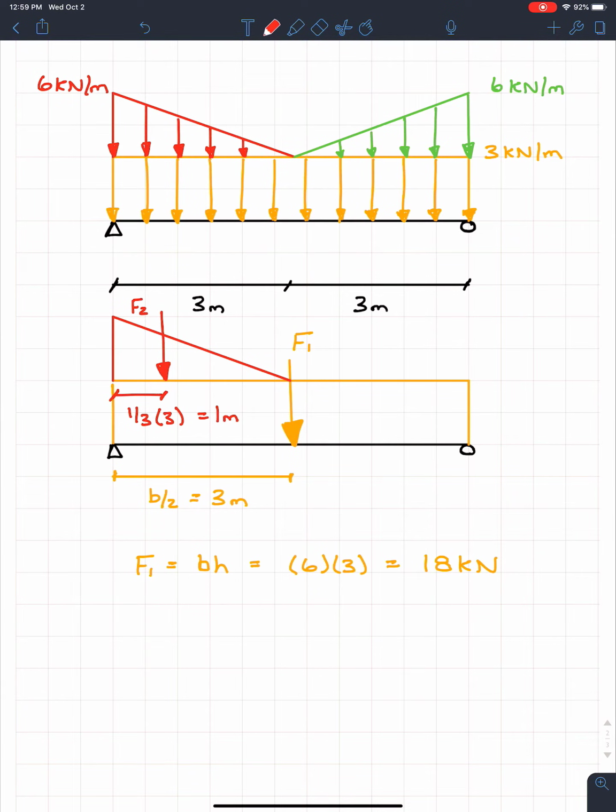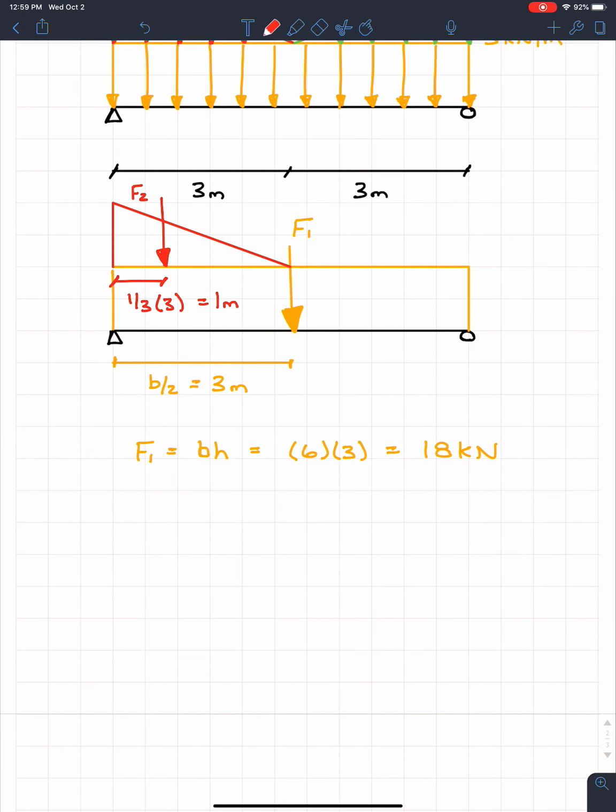Remember, the centroid is 2/3 from the small side of the triangle, so from the far right side in this case. And from here we can go F2 is equal to, it's going to be the area, so we know the area of a triangle is 1/2 base times height. So it's going to be 1/2. We know the base of the triangle is 3 meters.